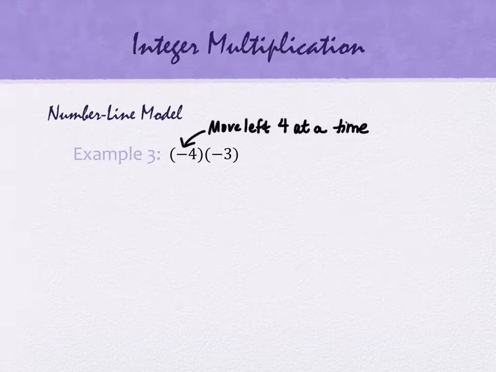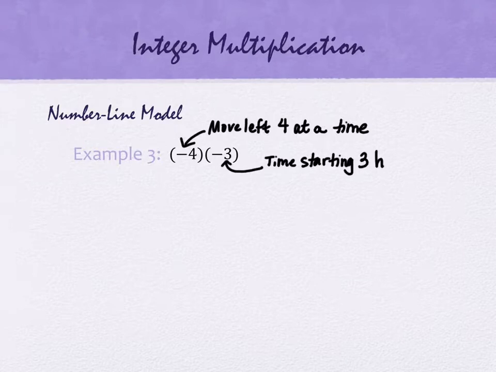And then the 3 says, and this is the awkward part, I'm not a fan of this. I'm just going to tell you right now, I'm not a fan of this. This says the time starting 3. We're going to use the word hours. There's no reason that it has to be hours, but it's 3 units of time ago.